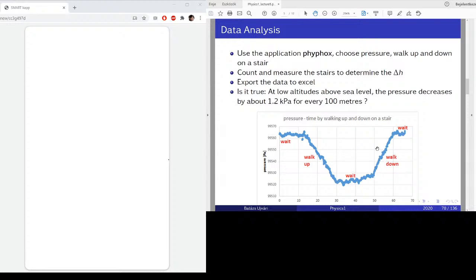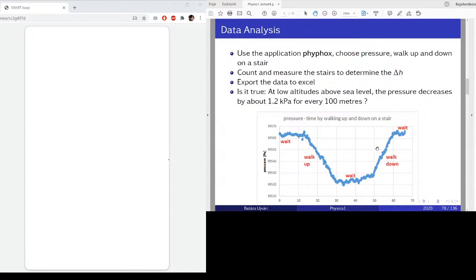If you were at the seminar, I mentioned that there is a so-called Phyphox application, and if you choose the pressure on its main board and you walk up and down a stair, we could measure how the pressure changes. From the literature, we know that outside the building, in a very quiet situation, the pressure close to the surface of the Earth changes 1.2 kilopascal for every 100 meters.